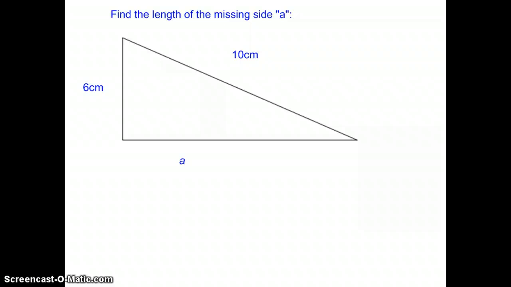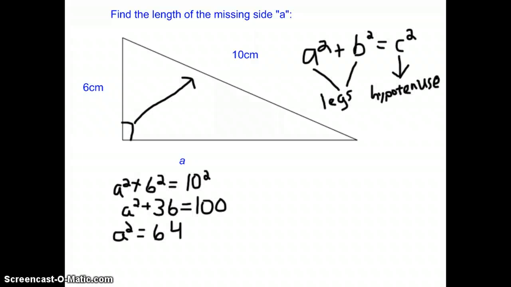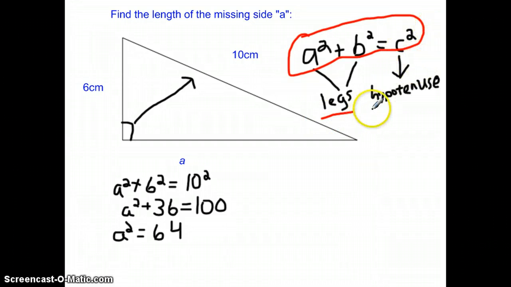Okay, so on this right triangle right here, go ahead and figure out the length of the missing side A. Pause your screen and try this one on your own. Alright, so there's some things you need to think about in this problem. There's a couple parts to it. First off, we need to remember our Pythagorean theorem, and that's a squared plus b squared equals c squared. And that's where a and b are our legs of the right triangle, and c is our hypotenuse.